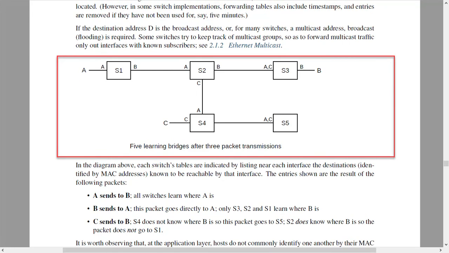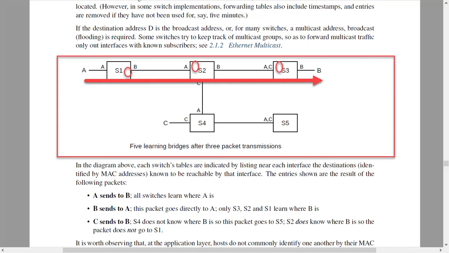It's saying in the diagram above, each switch's table is indicated by listing near each interface the destinations. So remember, in Ethernet, they are listening to the MAC addresses, not the IP address, the MAC address. So A wants to send to B. When A sends something all the way to B, every single switch then learns where A is. As the packet moves through, S1 says that packet came from A, and A is located here. Switch 2 says A is located here.